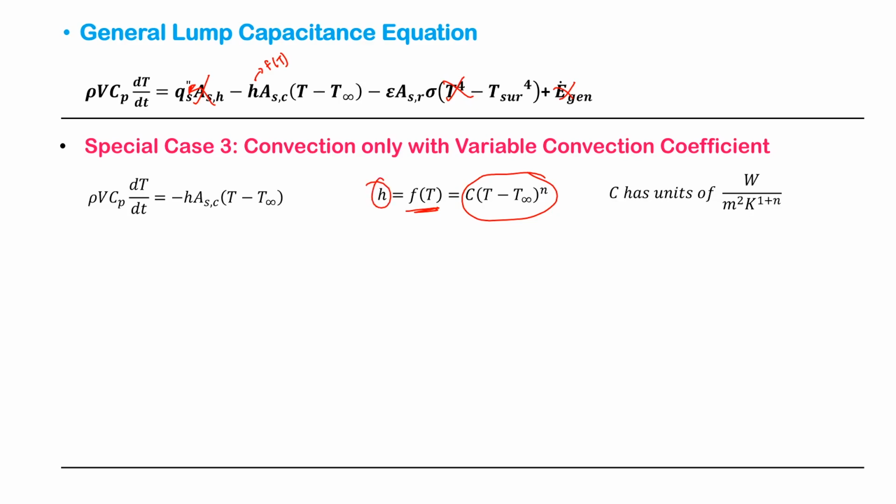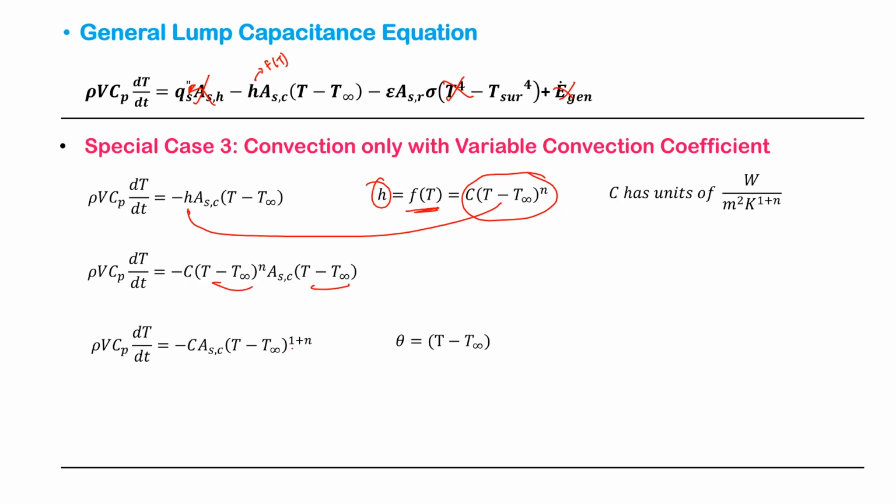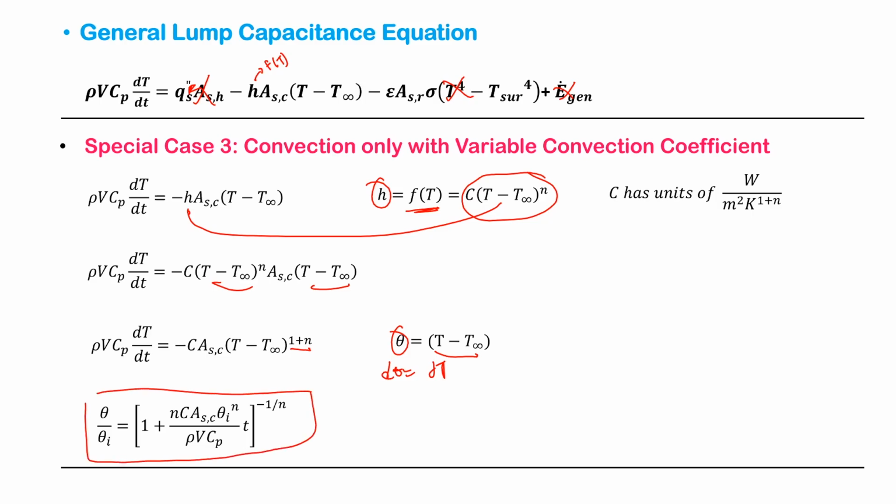h is a function of temperature, and I will substitute this expression in here, and I will carry out the integration. So you substitute this term in here, and then you can see you can combine these two terms, and the power will be n plus 1. Then you refer to the same thing, T minus T infinity, as theta, and d theta is equal to dT, and then you can integrate it, and you will obtain this expression for temperature.